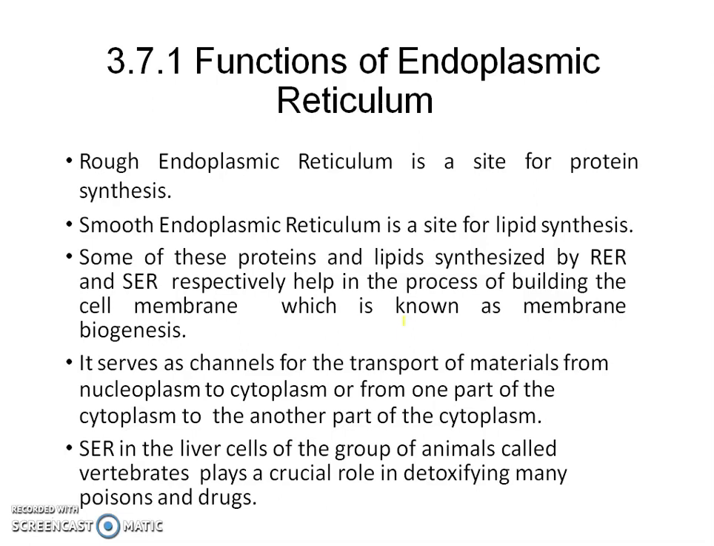Okay, then smooth endoplasmic reticulum has a very important function in the liver cells. The smooth endoplasmic reticulum of the liver cells plays a crucial role in detoxifying many poisons and drugs. It's a very important function of smooth endoplasmic reticulum. This is why we should keep our liver clean, because we should eat clean things, because it is only the smooth endoplasmic reticulum of the liver which detoxifies the poisons and drugs inside what we eat.